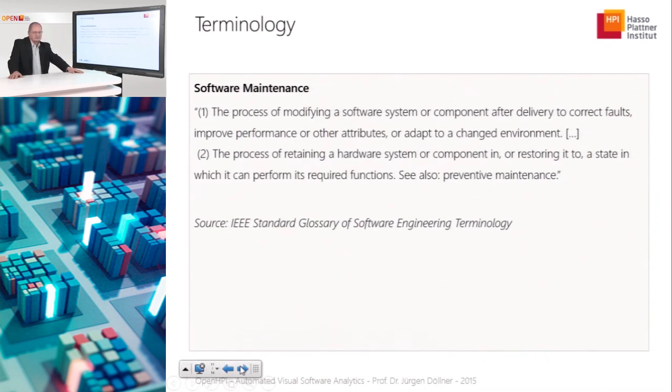Software maintenance, as a key and dominating phase in the development of legacy systems and big, large, or complex software systems, defines a process of modifying a software system or component after delivery to correct faults, improve performance or other attributes, or adapt to a changed environment. The process of retaining a hardware system or component in, or restoring it to, a state in which it can perform its required functions. Of course, we focus on the first definition because we talk about software systems, we talk about analytics for software systems.